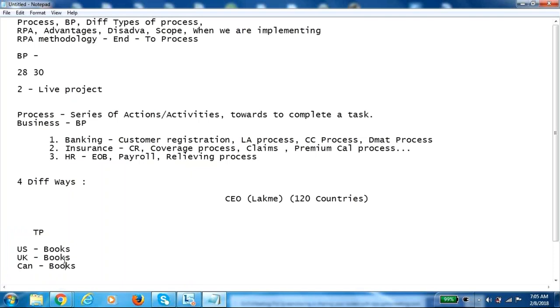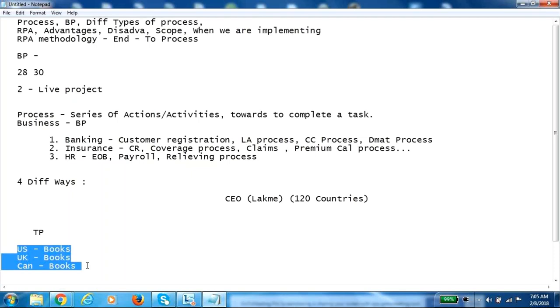So what is the requirement for the CEO here? I want to get the complete sales information on a daily basis. Is it possible in the traditional process? No, it is not possible. In the traditional process, the higher level management used to get the information once in 3 months, or once in 6 months, or once in a year. That means there is a communication gap. There is no transparency in the business, and there is a communication gap between the higher level management and lower level management. That is what happens in the traditional process.